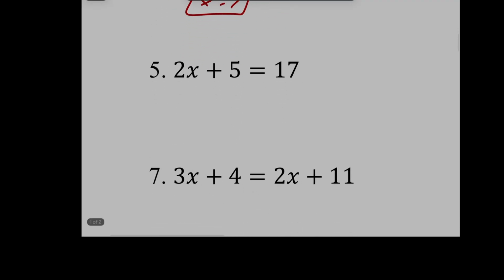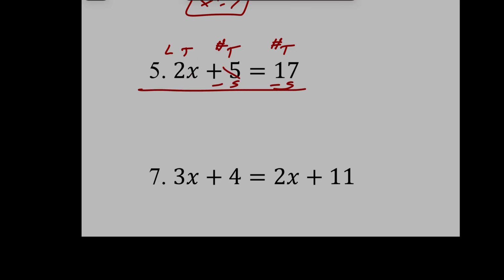Okay, let's go on to number 5. This is called a two-step equation because I have a term here and I have a term here. This is a letter term, this is a number term, and this is a number term. I want my letters on one side, numbers on the other. So before I can deal with this 2, it has to be the only term left. So I'm going to subtract 5 to start. And once I do that, now I'm just left with my letter term. And once I'm done with my letter term, that's when I can do my division. I get x equals 6.